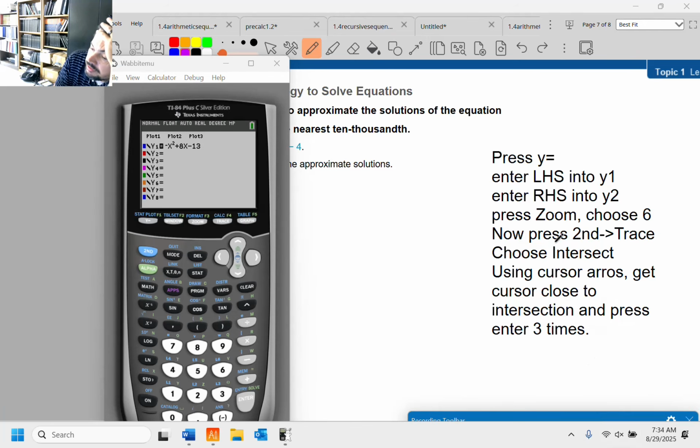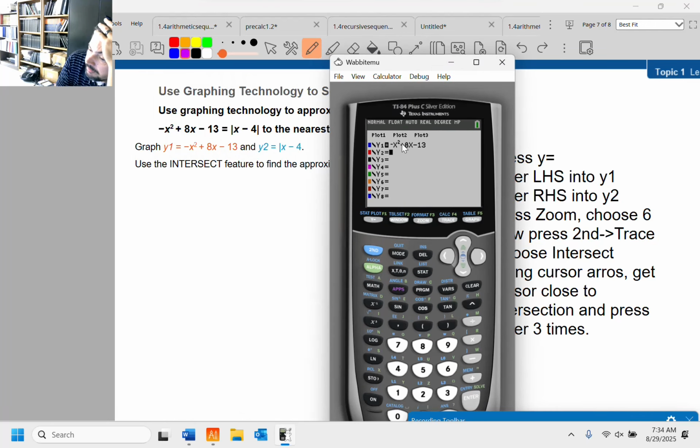So I've got a set of instructions here. It says press y equal, which I've already done. Enter the left-hand side into y1, which I have done. And enter the right-hand side into y2, which I'm about to do. Now, the absolute value function you find by hitting the math key, scrolling over to num, and there she is, ABS. And you're just going to type in x minus 4.